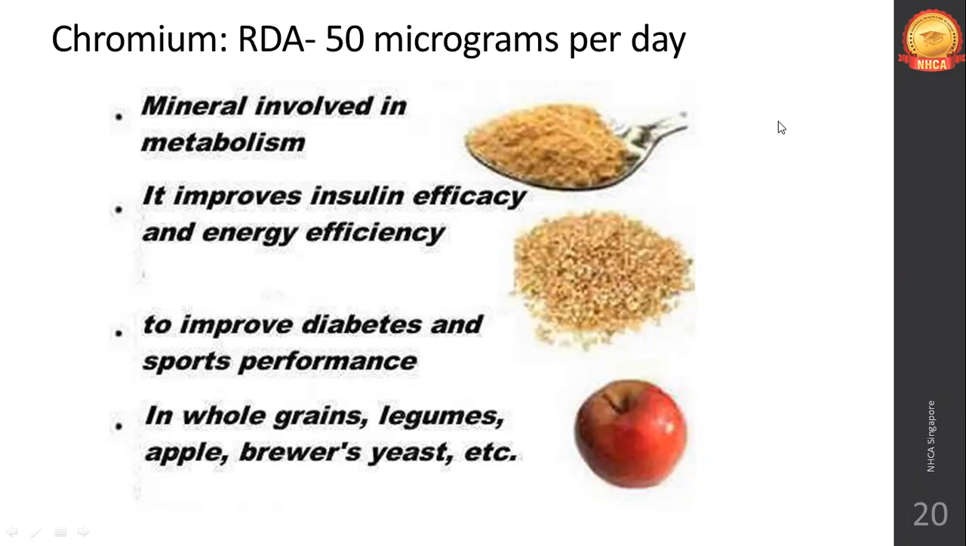50 micrograms per day is the recommended RDA, and the best sources of chromium, as we have mentioned, are apple, legumes, brewer's yeast, oysters, liver, potatoes. Chicken and whole grains are moderate level good sources, not best sources.